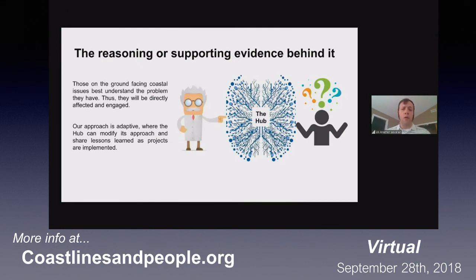So why this idea now? Again, it's based on this idea that different communities may have different understandings, different ways of defining the challenges that they face. And so it's making connections between those different understandings and connecting the way that communities are defining the challenges to the way that scientists and researchers are defining those challenges. And we really want to emphasize that this is an adaptive approach where the hub and those involved can modify and share lessons learned and not necessarily just adhere to what worked last time must work next time, but really change based on the adaptive needs of those participating. So thank you.